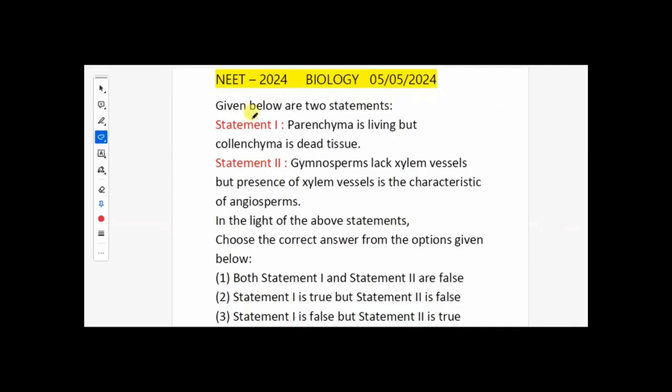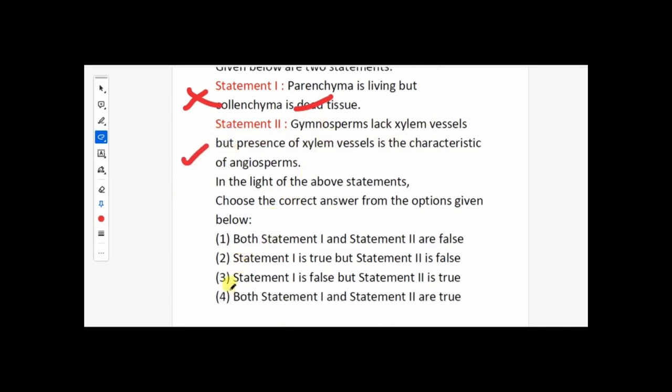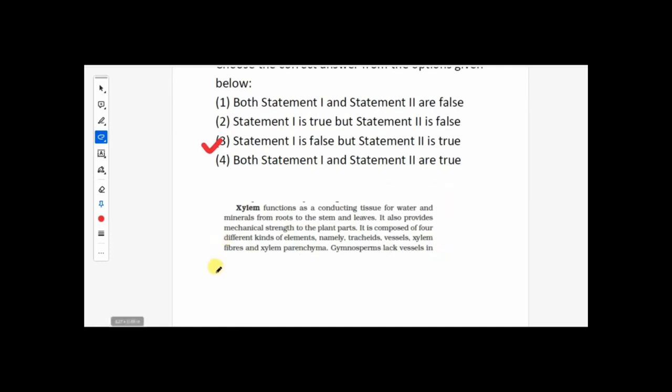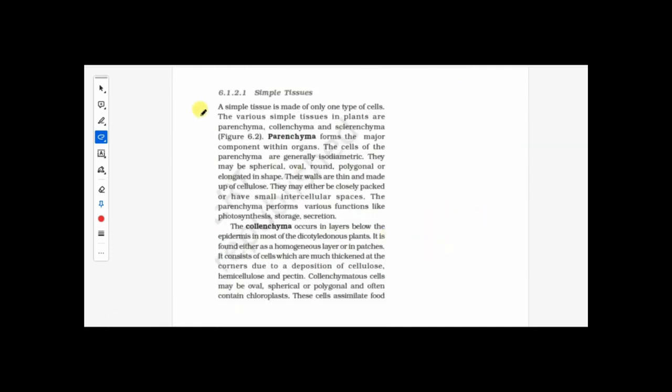Biology NEET 2024. Statement 1: Parenchyma is living but collenchyma is dead tissue. Sorry, collenchyma is also living tissue, so it's wrong. Statement 2: Gymnosperms lack xylem vessels, but presence of xylem vessels is a characteristic feature of angiosperms, and it's correct. So the first one is false and the second one is true, and you can see the related topic regarding statements 1 and 2 from the chapter known as Anatomy of Flowering Plants.